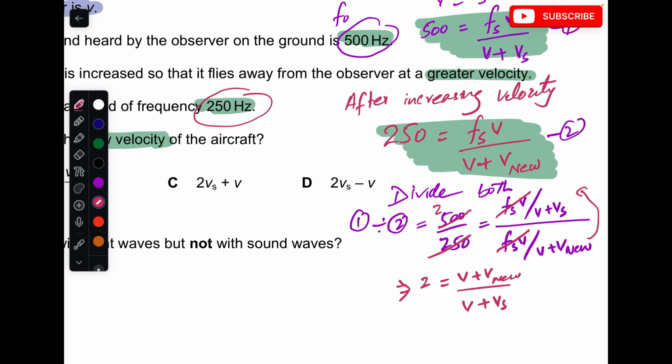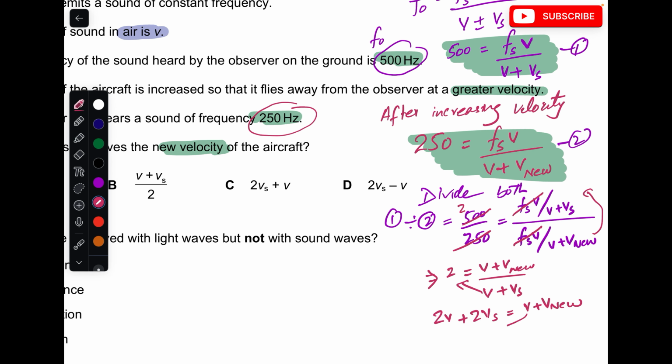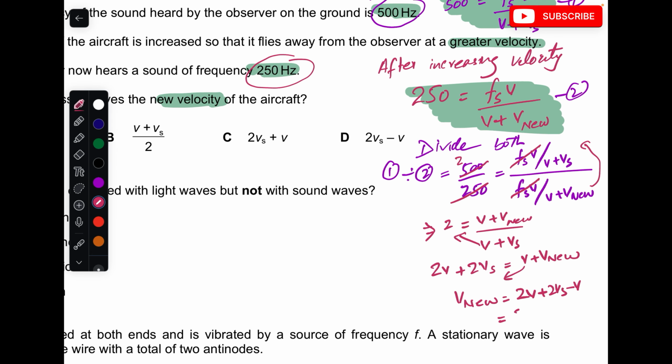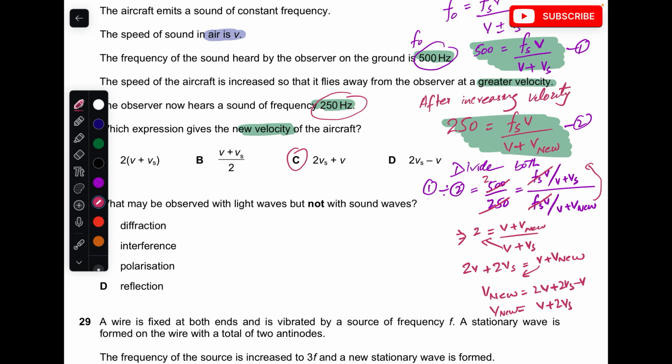We have to find the expression for the new velocity. This will go and multiply there. It will be 2V plus 2Vs equals V plus V new. We need V new, so this goes on the left side with a minus. So V new is 2V plus 2Vs minus V, so 2V minus V is V, plus 2Vs, equals V new. Let's look if we have any option like this. Yes, C is the right option.